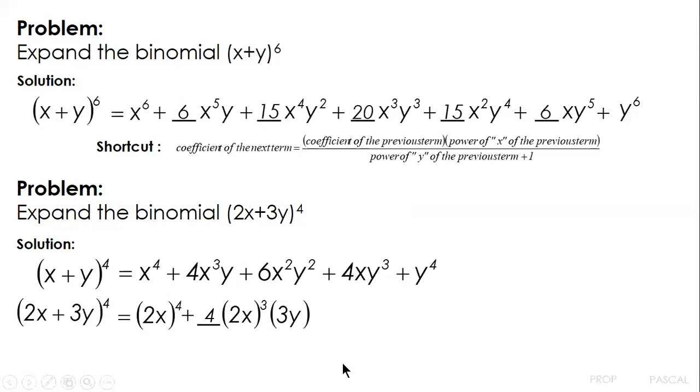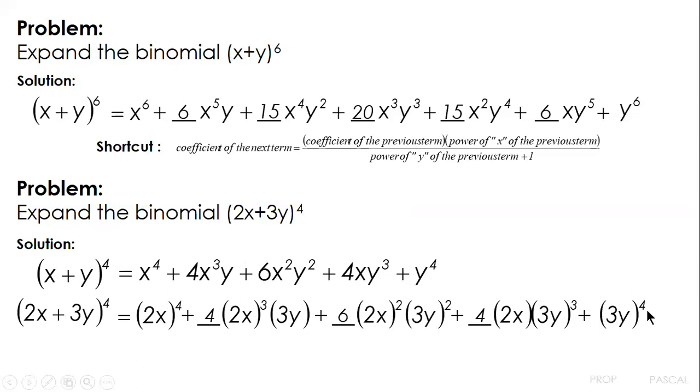And then for the third term, you have that. Fourth, and then fifth. And then you simplify. 2 raised to 4, that's 16. 2 cubed is 8 times 4, that's 32. Times 3, that's 96. 2 squared is 4, times 6, 24.